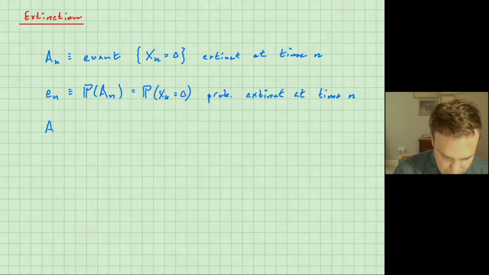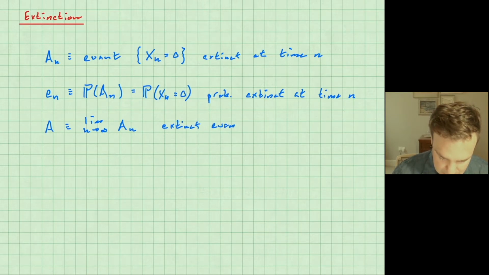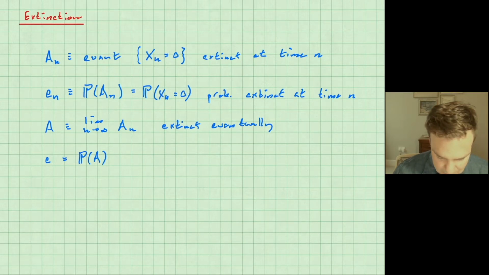So A with no subscript is going to be defined as the limit as n goes to infinity of A sub n. Right, so this is the event extinct eventually. And lowercase e, this is going to be the probability of that, with no index underneath it, lowercase e. Right, so this is the probability of eventual extinction.